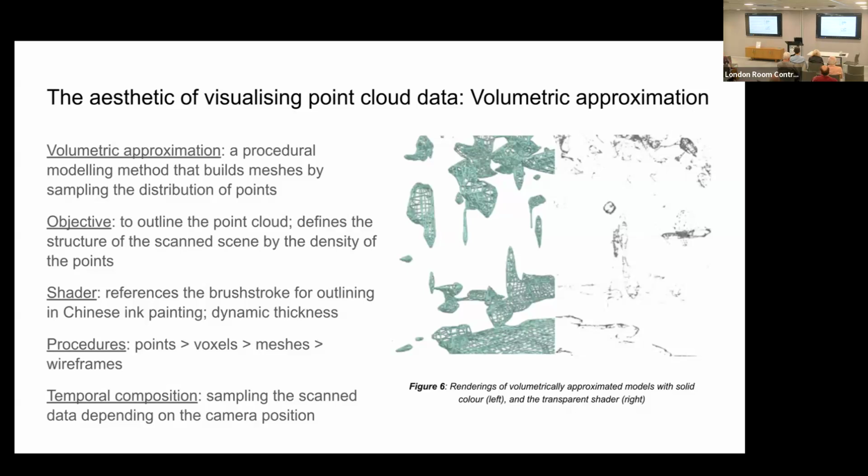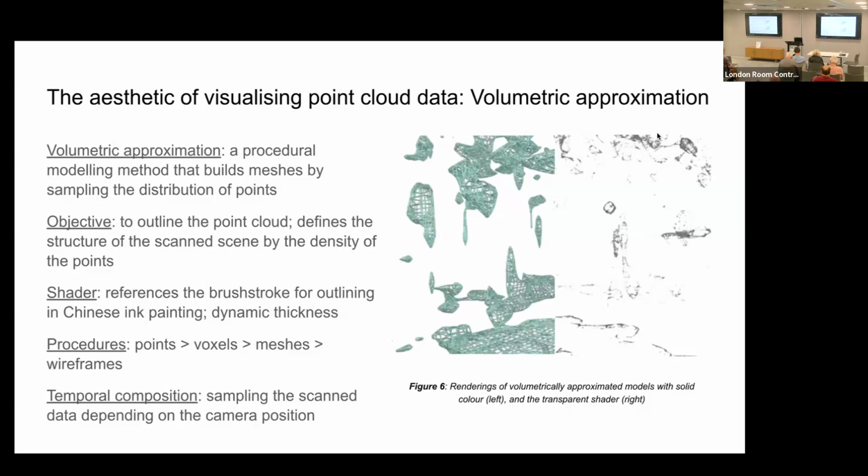So these models, these meshes, work as the outline, like in traditional Chinese ink painting. And the procedure is like this. I first sample the points from the scan, and then I turn them into voxels, then generate meshes out of the voxels. And lastly, I create wireframe models based on the meshes. And as you can see, these are the models that I generate from this iteration.